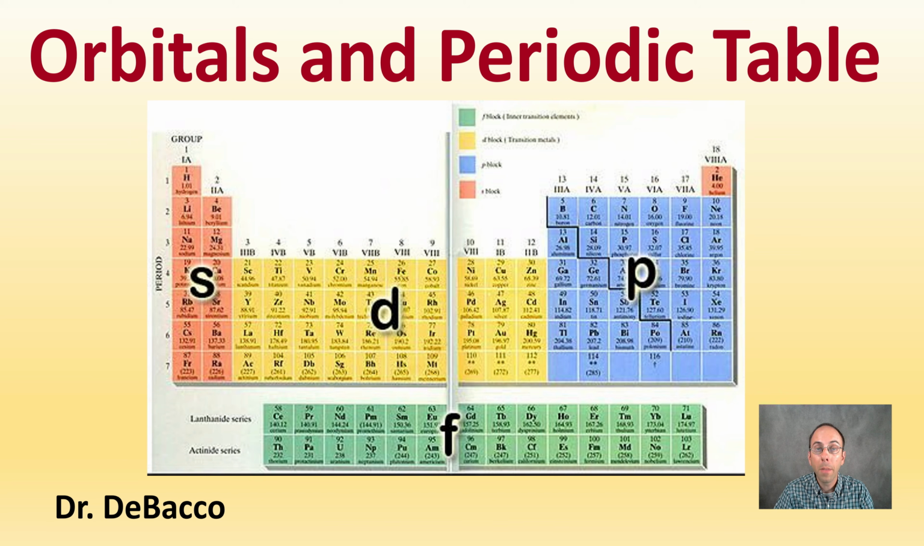We're stepping away from that traditional Bohr model. We're getting into actually how electrons orbit around the nucleus in an atom, and they do this in orbitals. And we can use the periodic table to start to understand these s, p, d, and f orbitals. And here in this DeBacco University video, I'll cover them each in a little bit more detail.